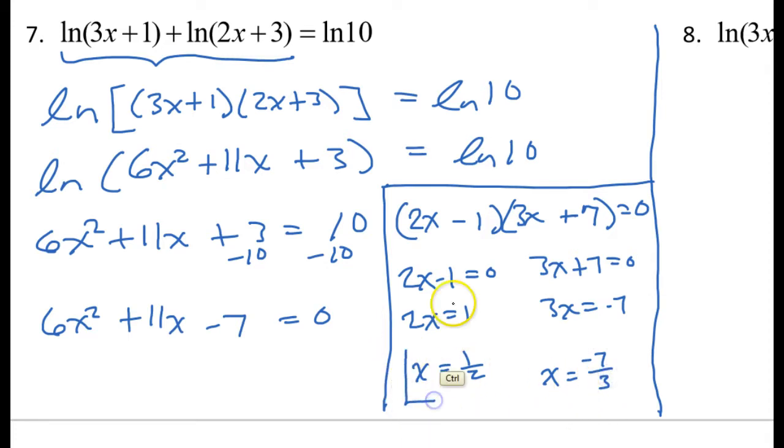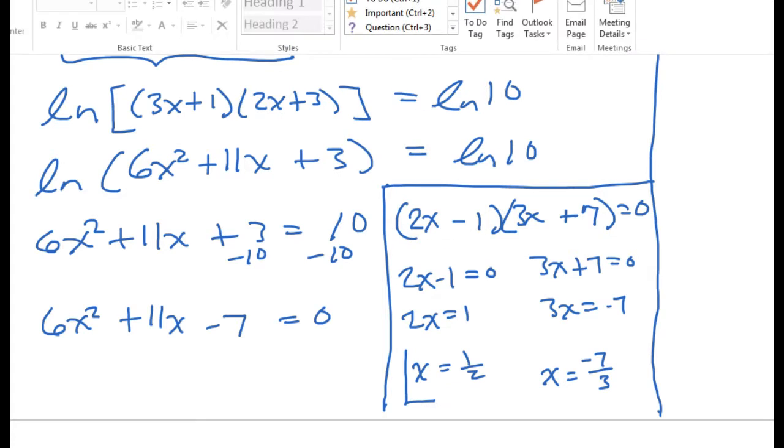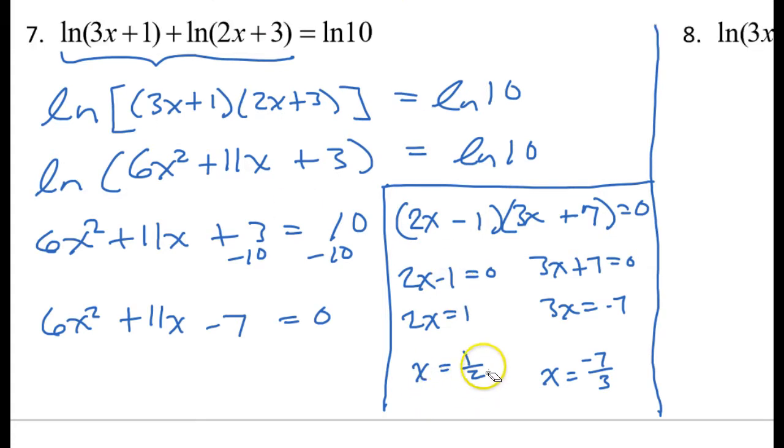Okay, well, before I put a box around any of these, we need to be aware of extraneous solutions. Will any of these cause extraneous solutions? You can't take the log of a negative number, so the 1 half is looking okay. If I plug that in, I'm going to definitely get a positive number. But this negative 7 over 3, that's not looking too good.